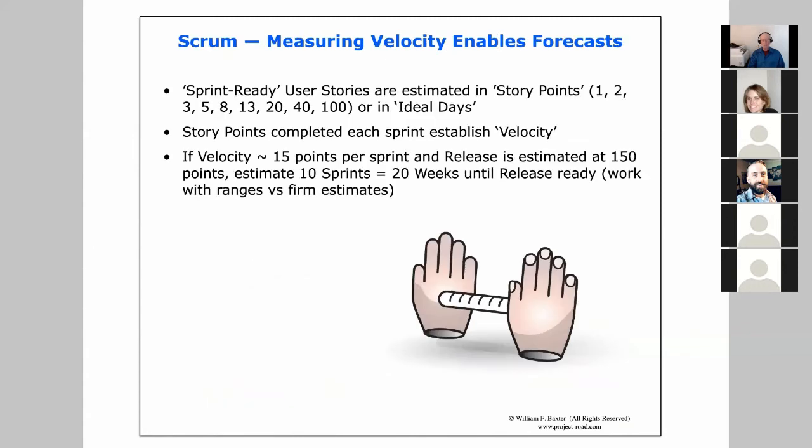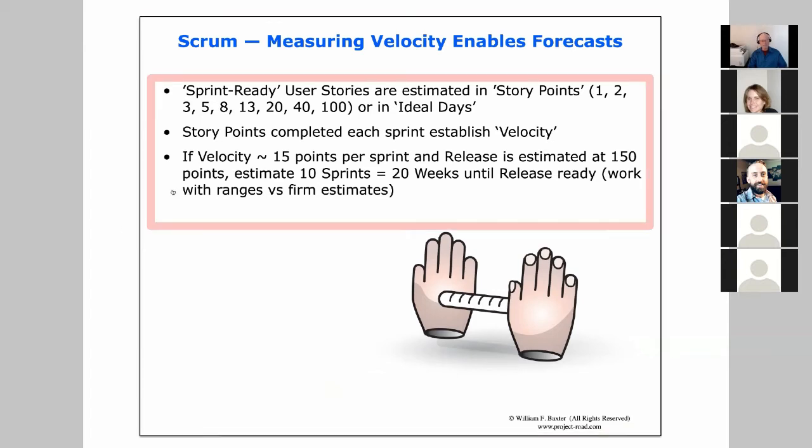So as I was saying, this understanding of velocity helps us do release planning. If we are averaging 15 points per sprint and the next release is estimated to be 150 points, divided by 10 sprints, so 15 points into the 150 tells us it's going to take us 10 sprints, and each sprint is 2 weeks, so it's going to take us 20 weeks. All of a sudden we have a rough estimate as to when that release is going to be ready.